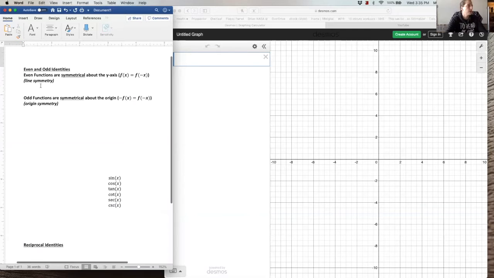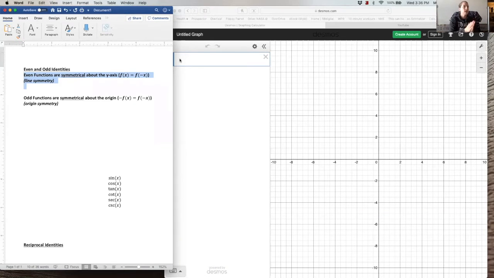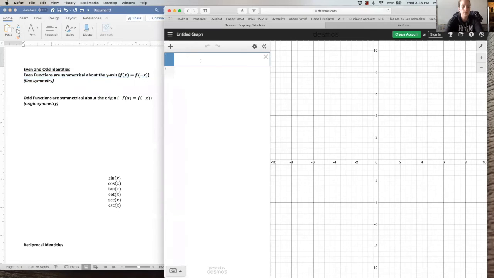Okay, so to start with, even and odd identities. So even and odd functions have different types of symmetry. We're going to start by talking about even functions. And even functions are symmetrical about the y-axis. This is line symmetry. This means if you fold in half along the y-axis, the two halves of the function will match up. And the most common even function, I know this isn't a trig function, is the x squared function.